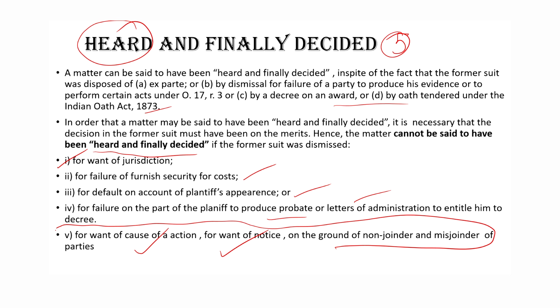So if you understand all these issues, then you can say your matter has been heard and finally decided by the court. Otherwise, there would be no applicability of res judicata on your subsequent suit. You are comparing two suits, the former suit and the subsequent suit. If the matter has already been decided, then you cannot file a subsequent suit. This will bar the trial of your second suit.